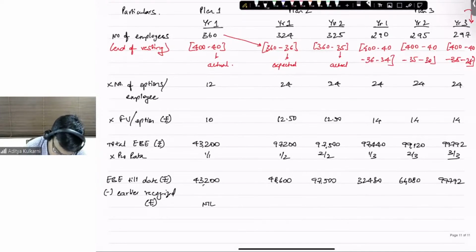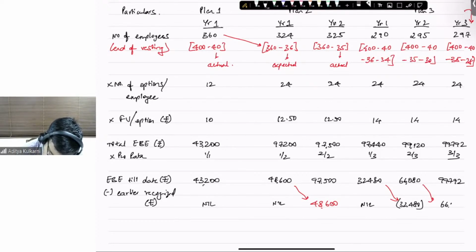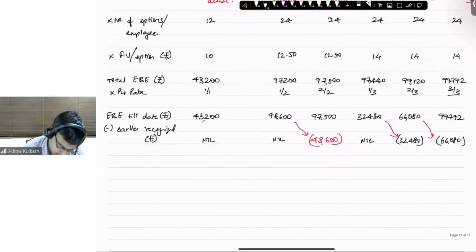So this is 0 here. This is what is going to come here: 48,600. Don't take 97,500 here. This is plan 3, so therefore here this is going to be nil. This is going to come here. So this comes to 32,480, and this is 66,080. Okay, so that takes care of the expenses for each year.